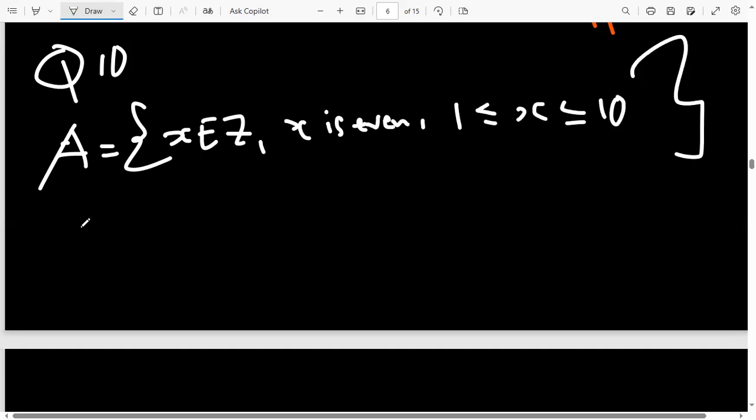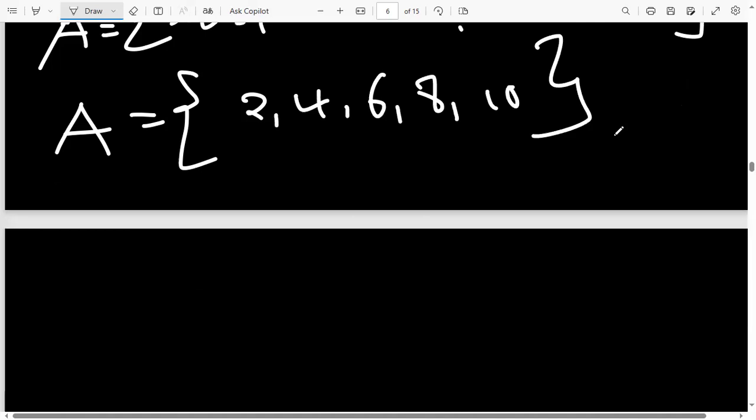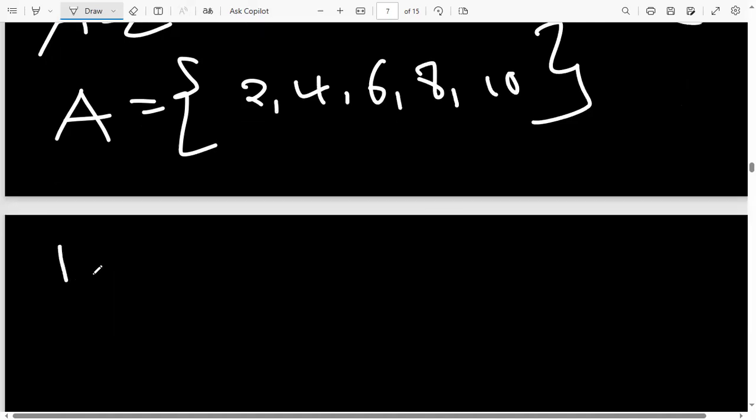So from this, we can see that our set A will contain what numbers? What numbers between 1 and 10 are even numbers. 2 is an even number, and it's between 1 and 10. We can see that 4 is an even number, 6, 8, and the 10 itself. So this here will be our set A. All the numbers that are even, and those numbers are between 1 and 10.